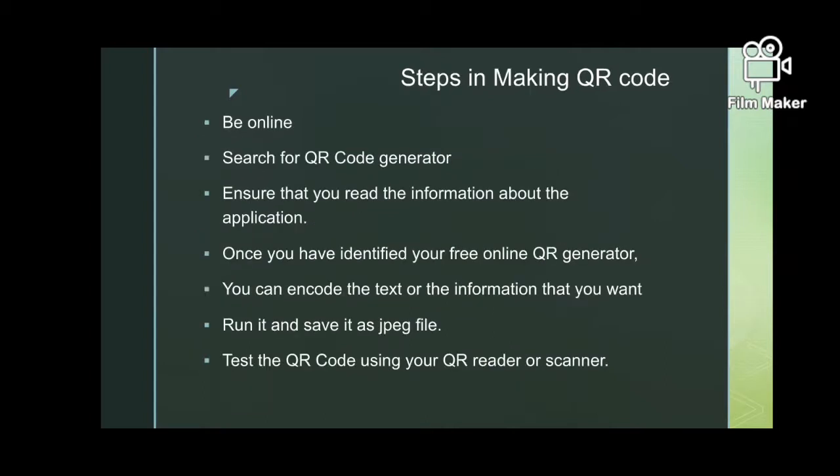Steps in making a QR code. First is be online. Search for a QR code generator and ensure that you read the information about the application. Once you have identified your free online QR code generator, you can now encode the text and the information that you want. Run it and save it as a JPEG file. Now you have successfully created your own code which you can download. Test the QR code using your QR code reader or scanner.